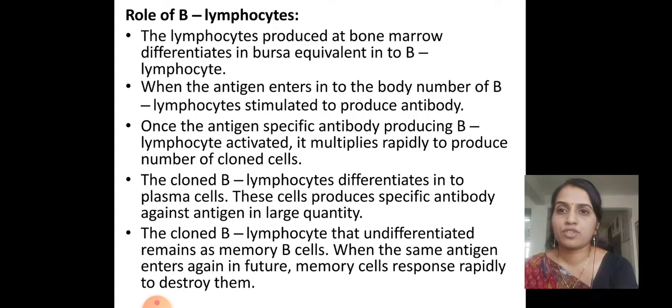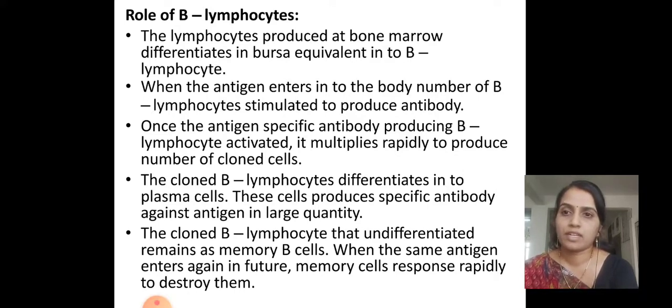The cloned B lymphocytes differentiate into plasma cells. These cells produce specific antibody against the antigen in large quantity, and once this antibody is produced in large quantity, the defense mechanism is ready to resist the pathogen. The cloned B lymphocytes that remain undifferentiated remain as memory B cells.